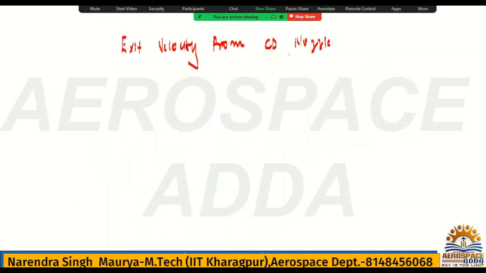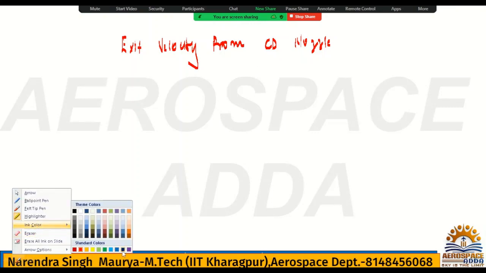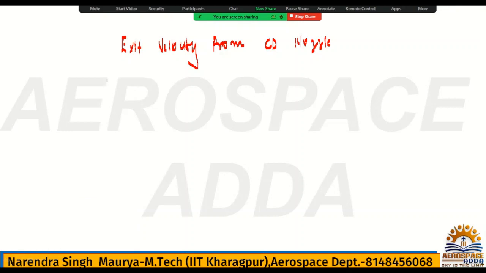So exit velocity from a CD nozzle. How to get it? It is nothing but V_E is equal to, what is the formula? Root of 2 Cp times (T naught minus T exit). Yes, this is the formula now. Yes or no? Once you get the V exit, we can write the thrust formula for the nozzle, that I will write.